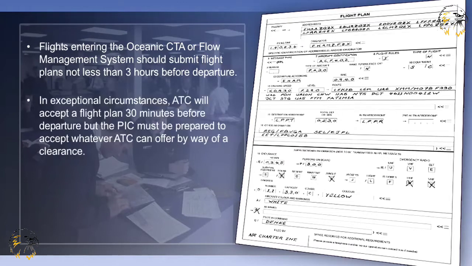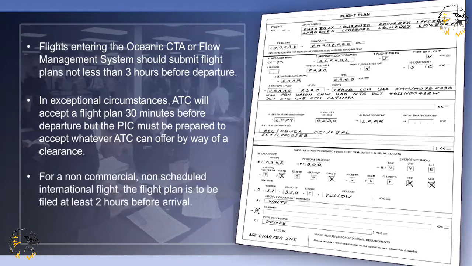In exceptional circumstances, air traffic control will accept a flight plan 30 minutes before departure, but the pilot in command must be prepared to accept whatever air traffic control can offer by way of a clearance. For a non-commercial, non-scheduled international flight, the flight plan is to be filed at least 2 hours before arrival.